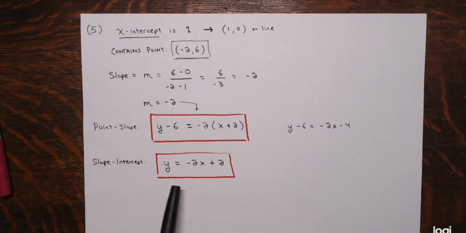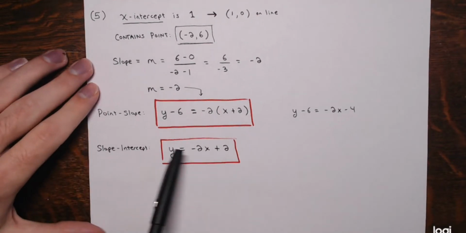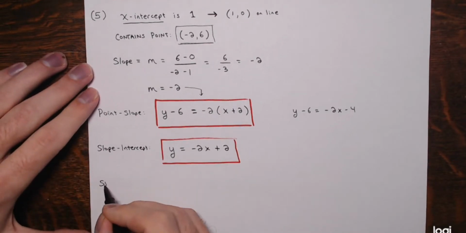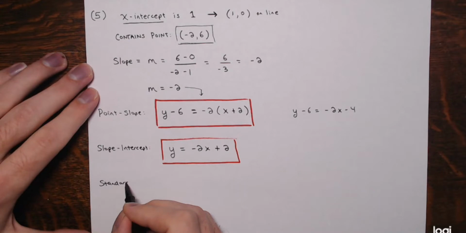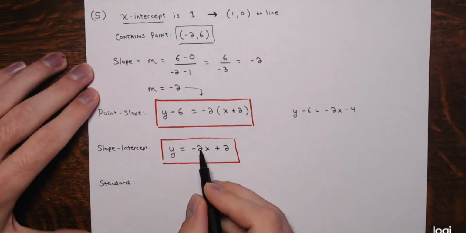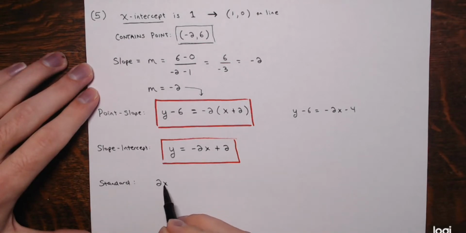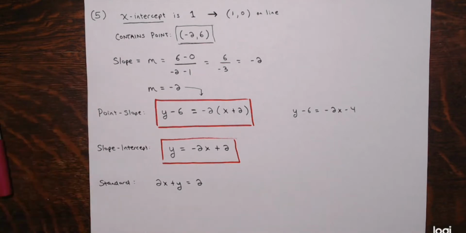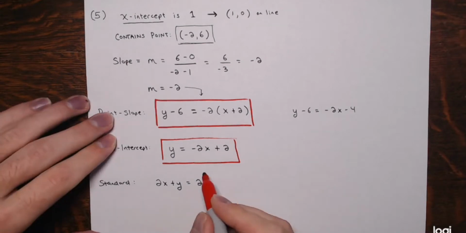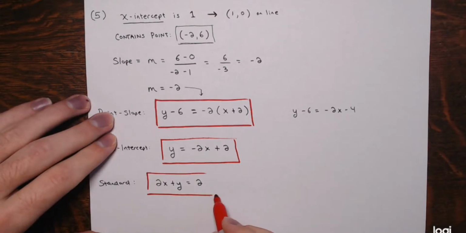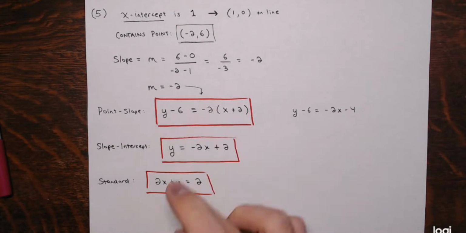And then look at that, all these numbers are already integers, so standard form is easy. Just add 2x. We have 2x plus y equals 2. And all the coefficients are integers already, so no need to multiply by anything. This is the standard form they're looking for. And there you go. All three of these equations describe the same line.